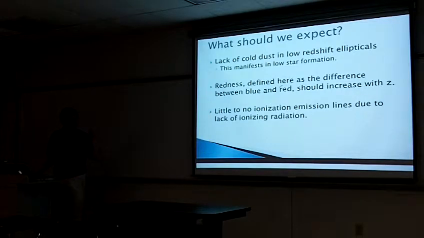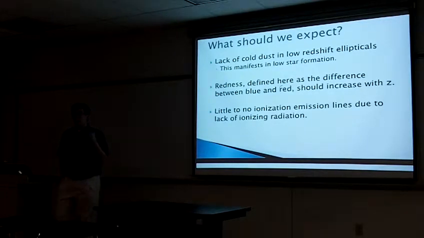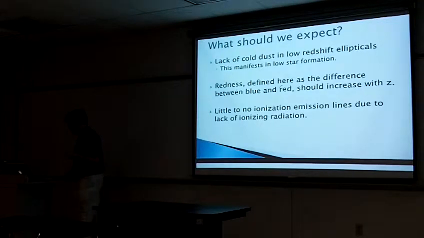And we also expect to see little to no ionization emission lines because you don't have O and B stars forming. You're not going to have that many ionizing photon suppliers that you do in spirals. When you take spectra of a whole bunch of different galaxies, an easy way to tell the difference between the ellipticals and the spirals in your sample is ellipticals will have a lot of absorption features from what little gas there is, and then the spirals will have emission from all of those star-forming regions.